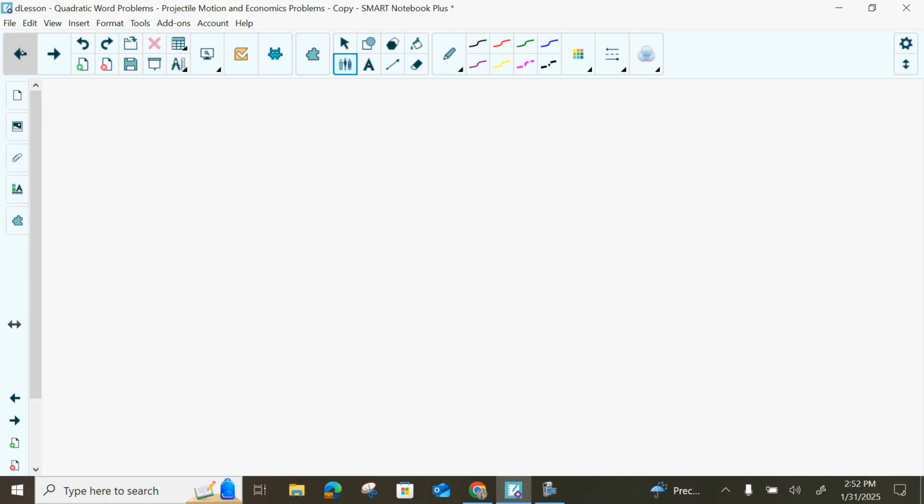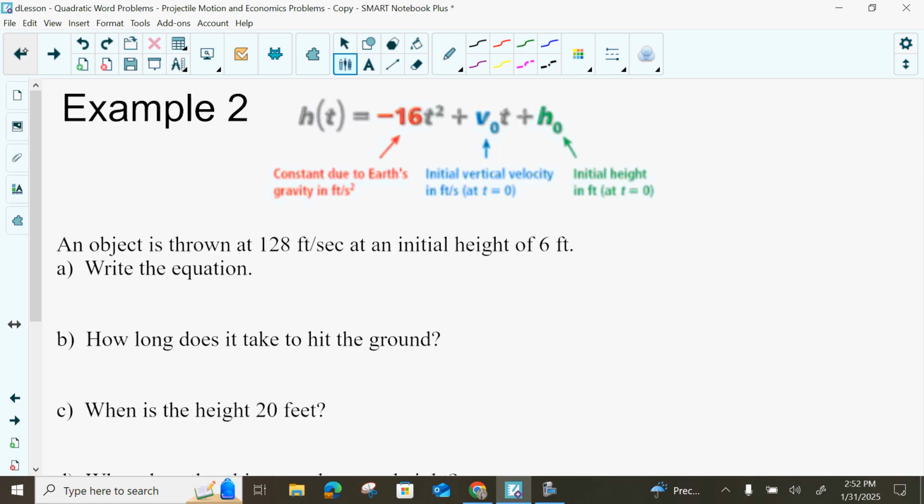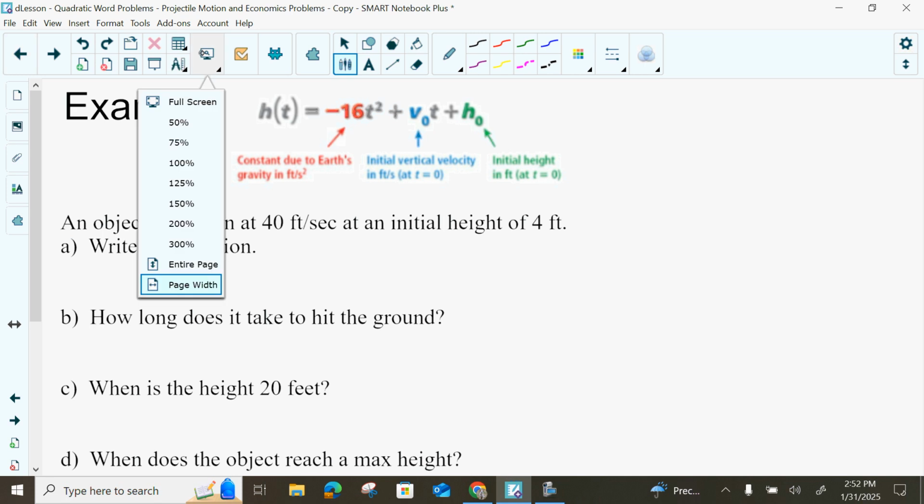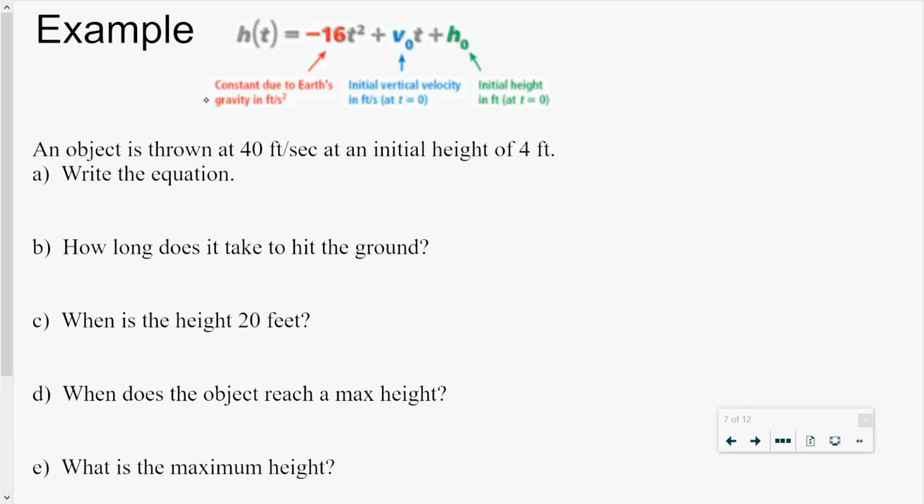All right, can we do the last one? Last one. Which one do I want to do? I think I want to do this one. There we go. Now it looks better. All right, so this one's our last one. This one's projectile.